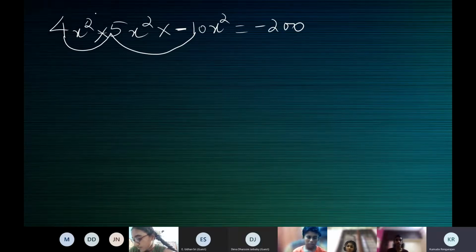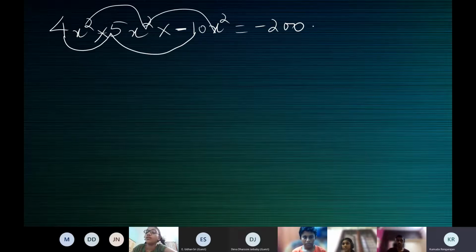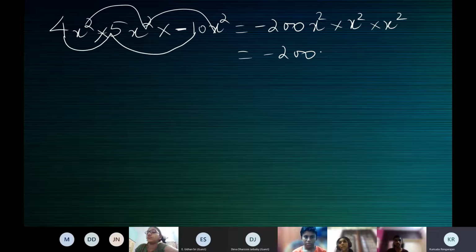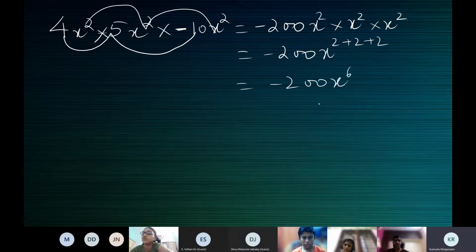Multiply the numerals, multiply the literals. So when you multiply the literals, bases are same. So it's like x square into x square into x square. So you need to add the powers. When bases are same and it's multiplication, we add the powers, not multiply the powers. So this is the result: minus 200 x to the power 6.